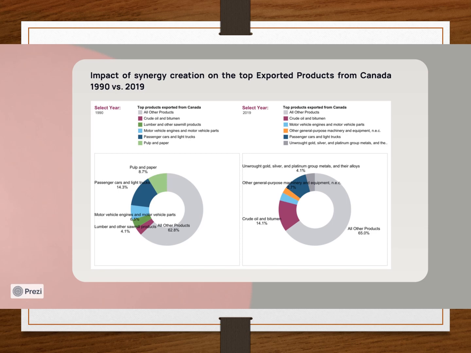But what you have to note is the growth in percentage of crude oil exported in the year 1990 compared to the percentage exported in the year 2019. According to our chart, we can see that the percentage from the year 1990, which was 4.1% of the total export, can be compared to what we now have in 2019, which is 14.1% of total exports in terms of crude oil alone. And this is a proof of a good synergy between company and the government.